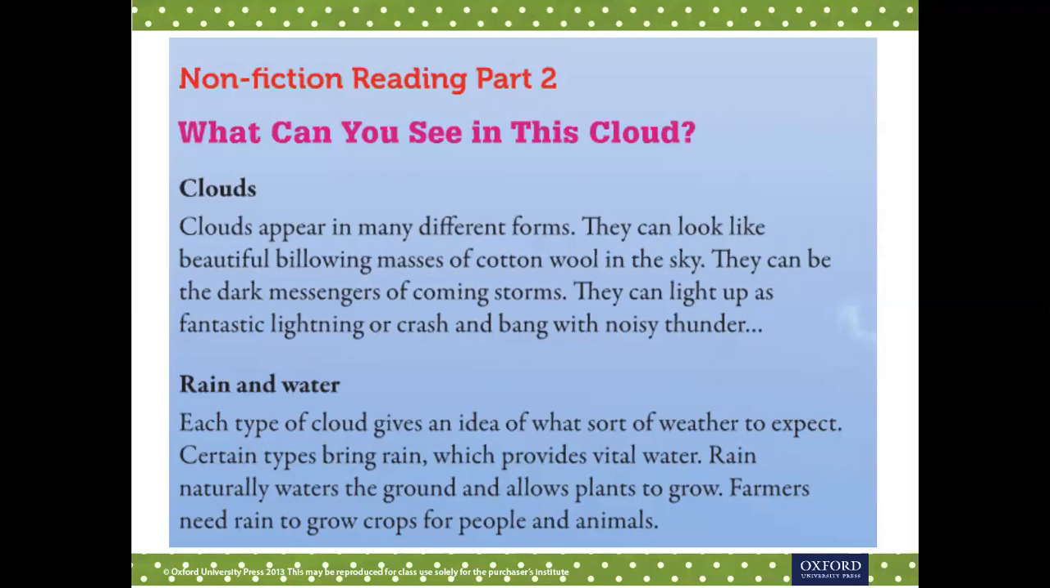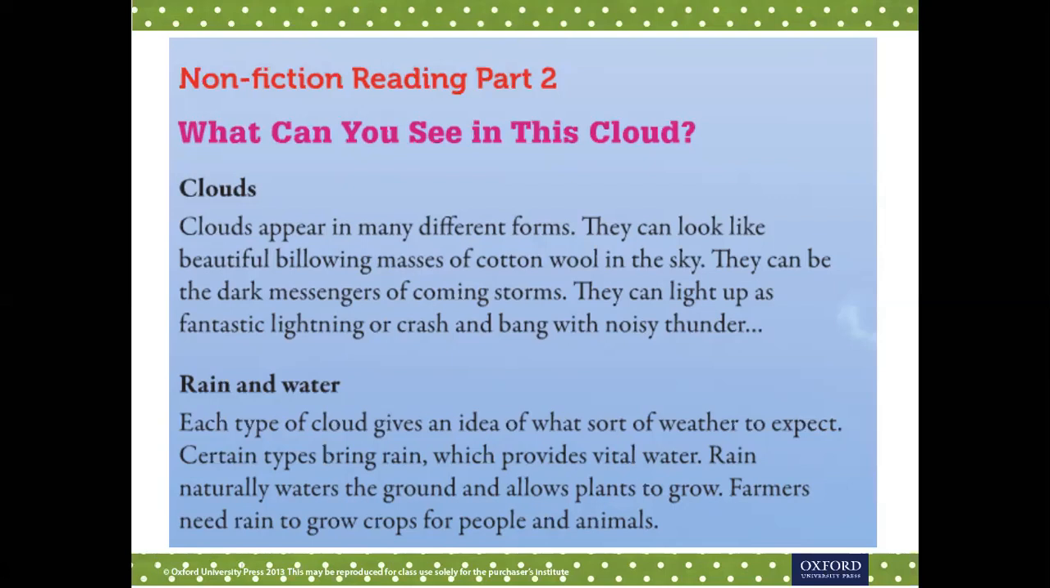Vital water. Rain naturally waters the ground and allows plants to grow. Farmers need rain to grow crops for people and animals.